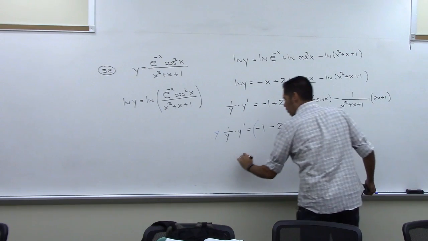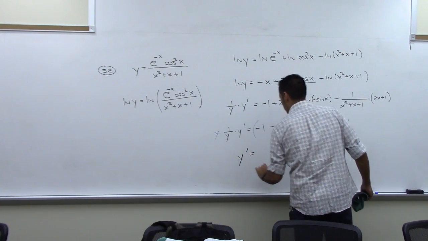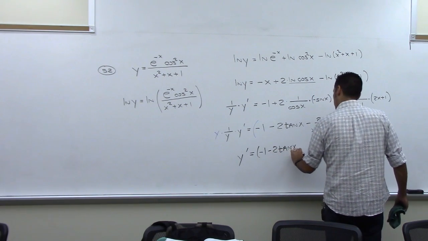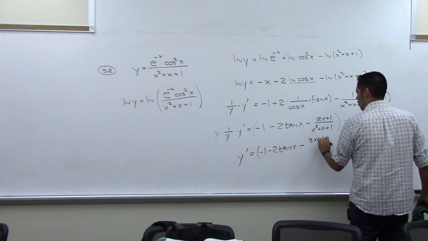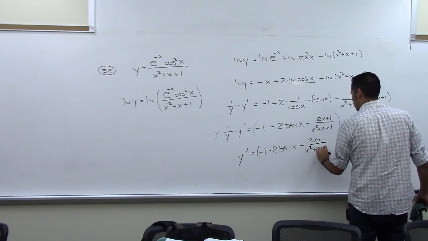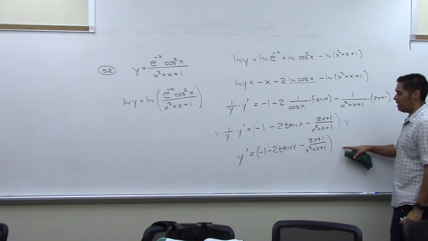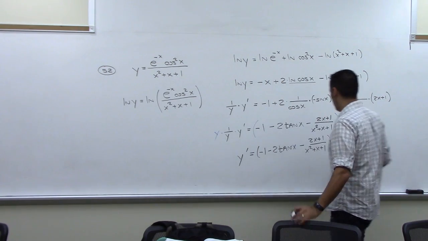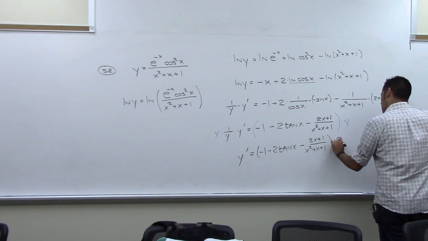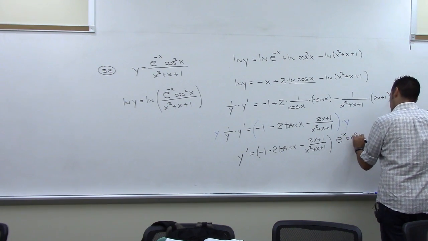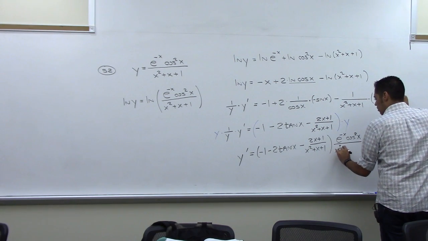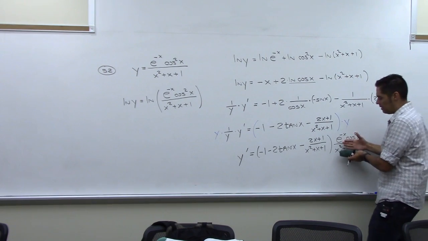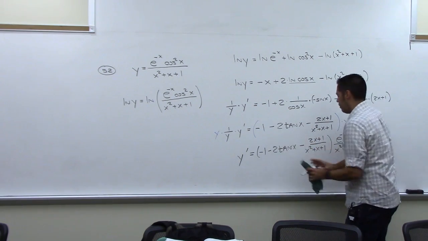And then I'll get y prime equals negative 1 minus 2 tan x minus 2x plus 1 over x squared plus x plus 1, all times y. But what is y? Well, that's y. So I'm going to write that big ugly thing right here: e to the negative x cosine squared x all over x squared plus x plus 1. So I'd have to take that and distribute it through. Boom, boom, boom. But I'm just going to leave it like that.